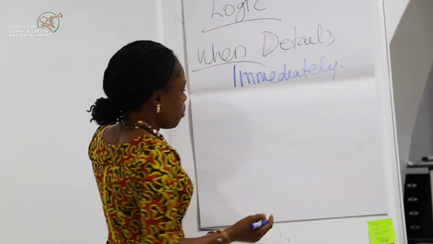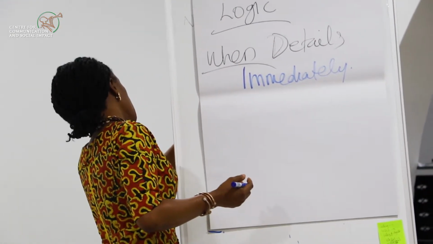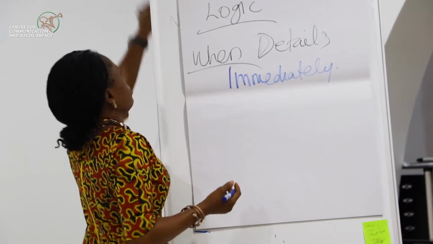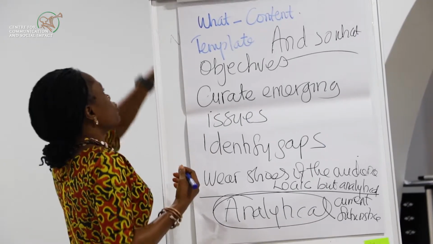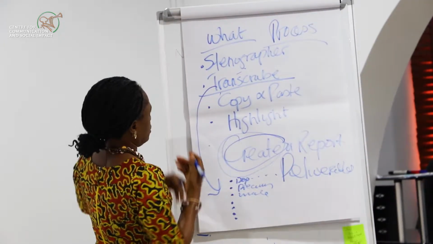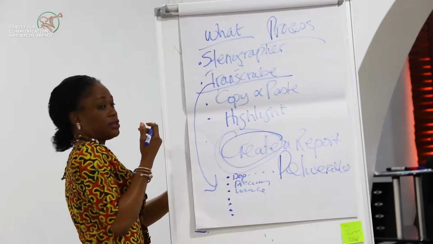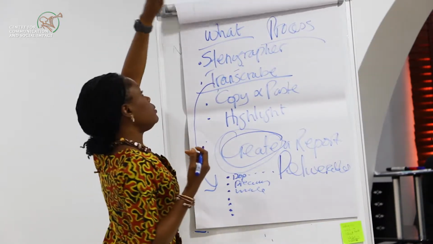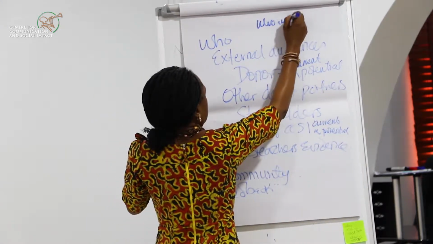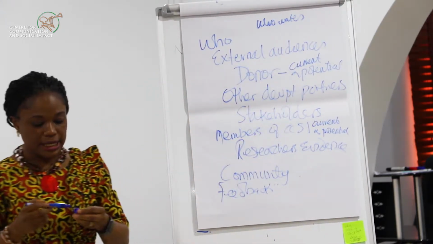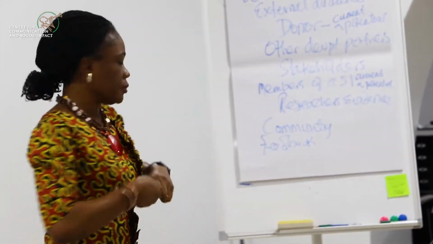Now, let me go back to who the report is for and add who should write the report. Under who? Who should write a report? Yes, suggestions? Who writes the report? Someone who attended the activity. A designated person who attended the activity.